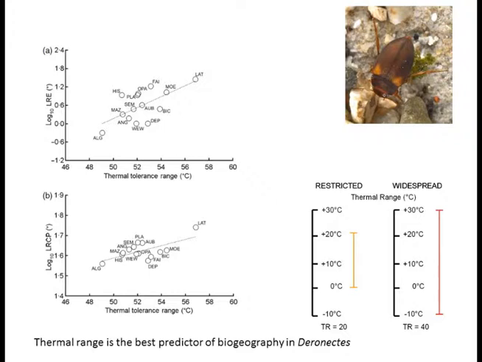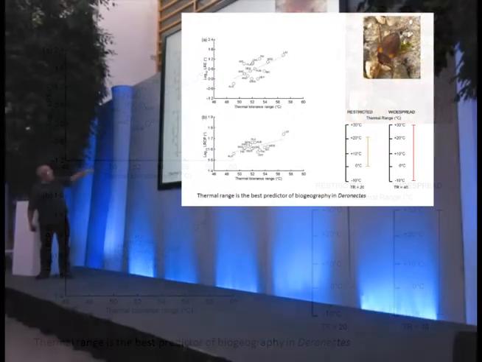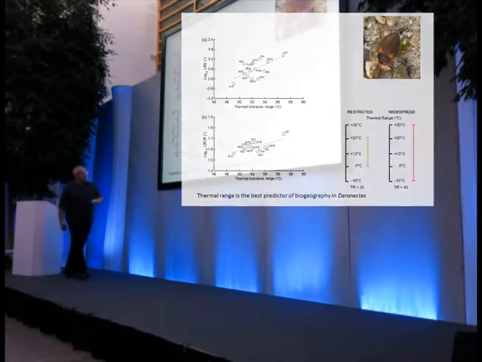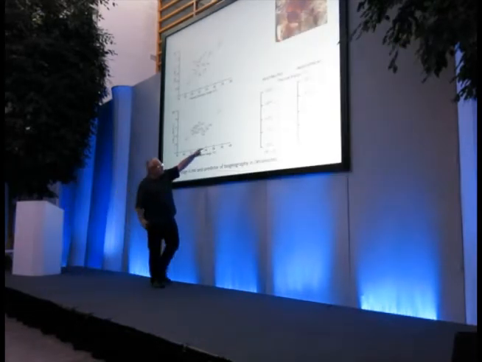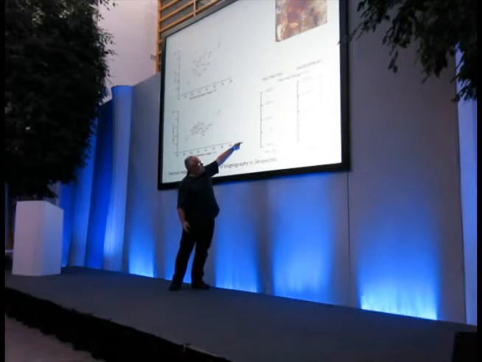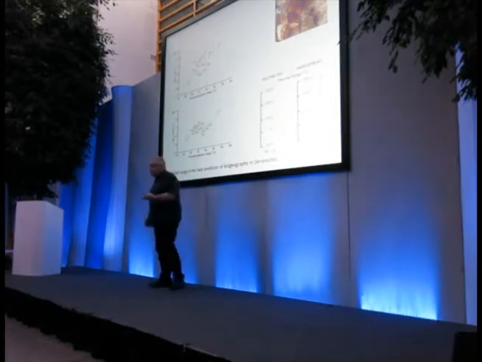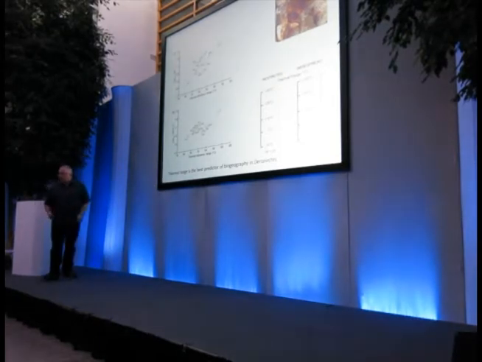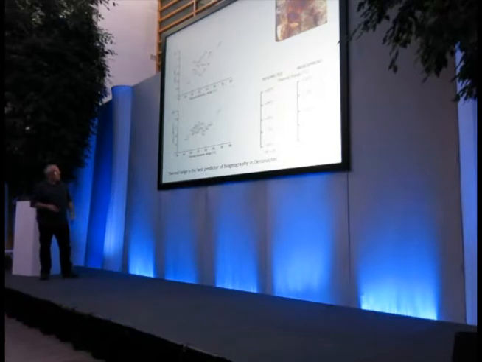At the top there, we've got latitudinal range extent, LRE, and at the bottom there, we've got latitudinal range central point, the relative position of the range across a geographical span. And if we look at thermal range, the span between their lowest temperature tolerance and their largest temperature tolerance, widespread species are the ones that have the biggest range of temperature tolerances compared to their restricted relatives. So thermal range seems to be the best predictor of biogeography.